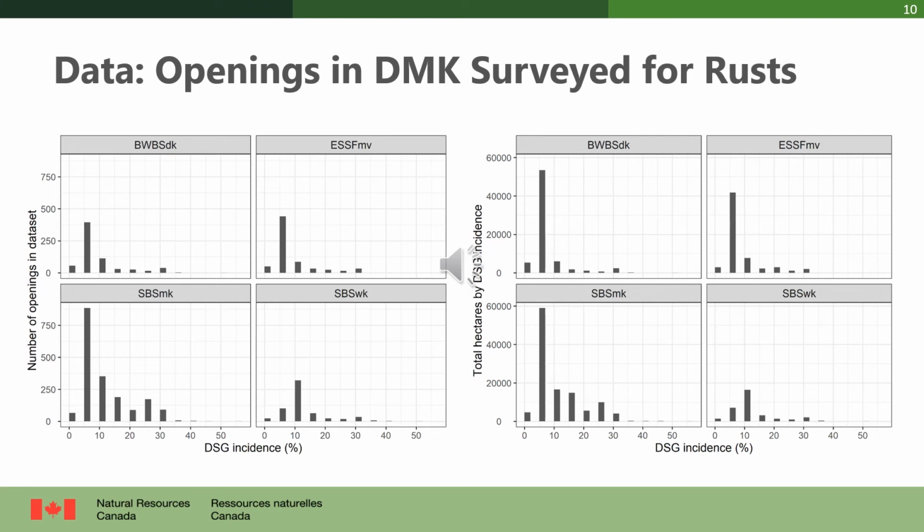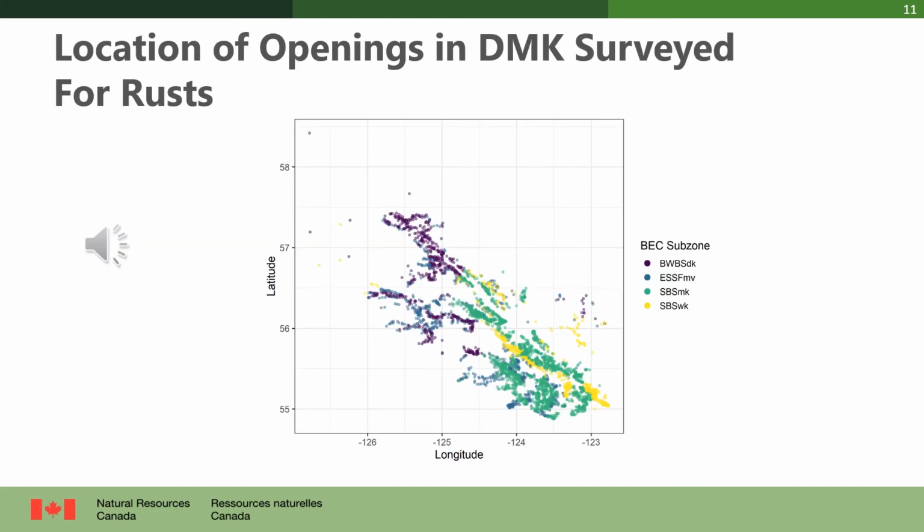On the right, we see a similar figure, but rather than showing the number of openings, we have the total amount of area by incidence level. I've added this figure simply to show the extent of the openings in the Mackenzie TSA that had been surveyed for rusts. So the data set that was used to develop the hurdle models covered a wide range in terms of longitude and latitude and was present in each of the four main subzones within the Mackenzie TSA.